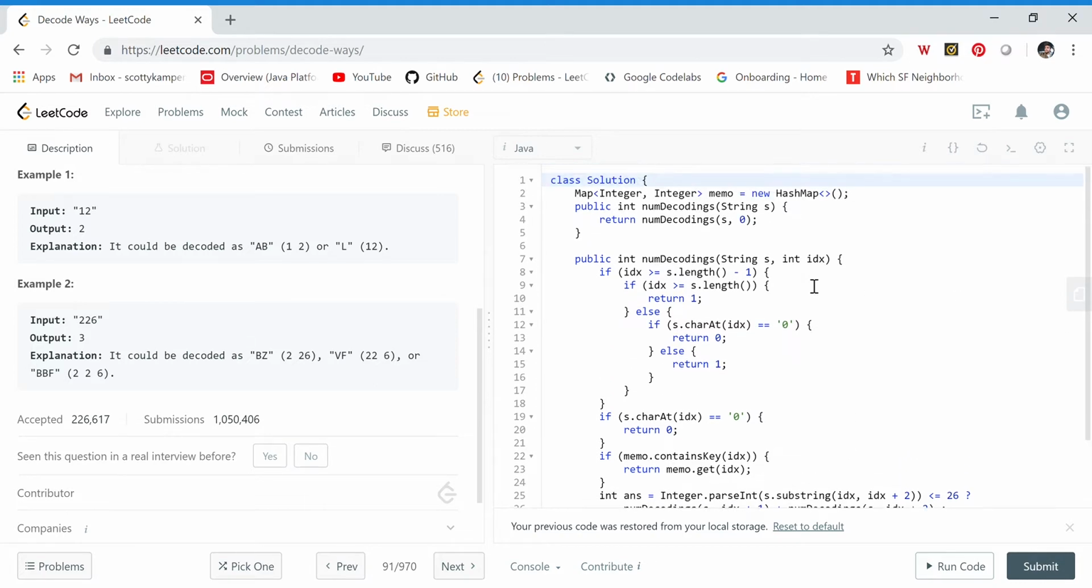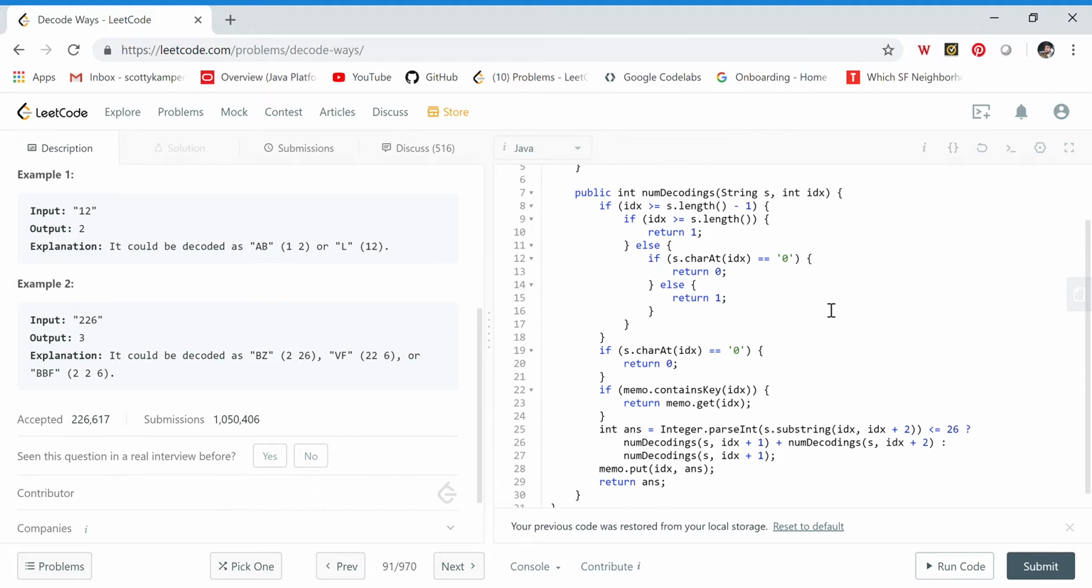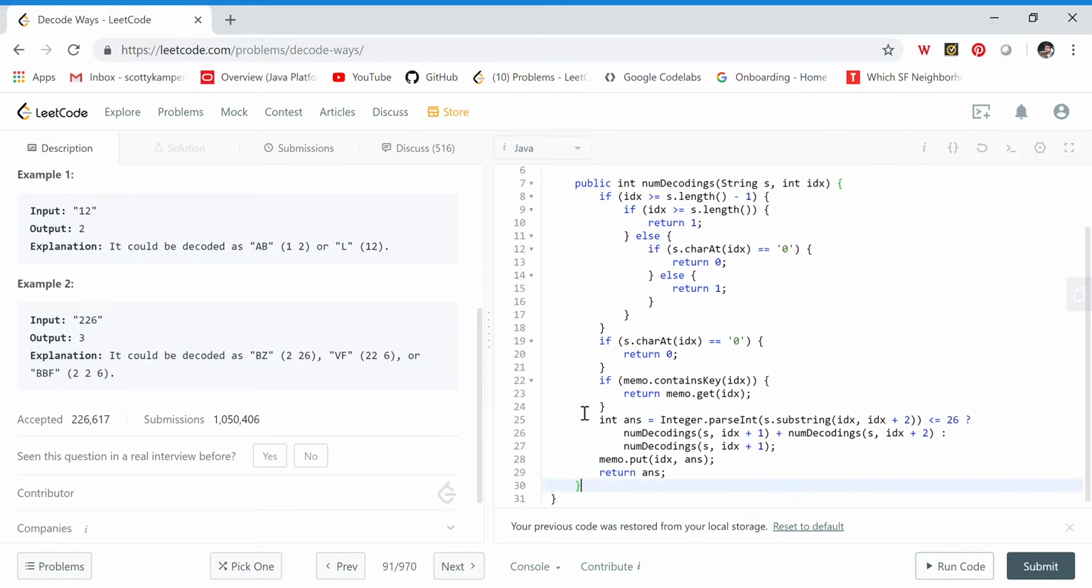Okay, so here's the way we'll solve this. Here's the original method that you're given. numDecodings is just given a string, and I just overloaded that method with another method called numDecodings that takes the string S but also an index, 0. Okay, 0 is just a starting index, it's an index into the string. And here's how the new method works.